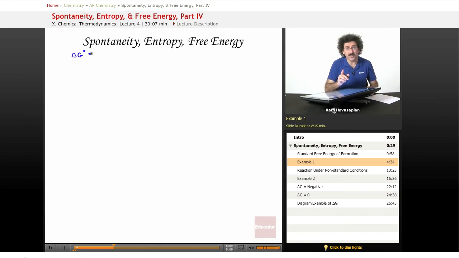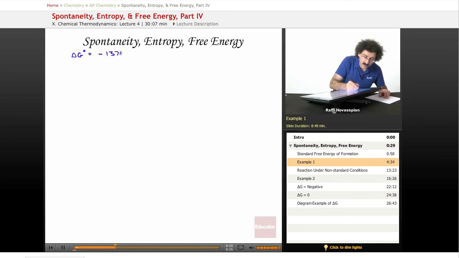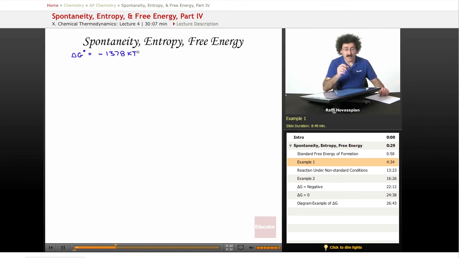And it's not in kilojoules per mole. It's just in kilojoules, because I've accounted for the moles from the balanced reaction. I'm taking 2 times something, 3 times something. I'm using the stoichiometric coefficients. I end up with negative 1,378 kilojoules, or 137,800 joules. That's a lot of energy. That reaction, the burning of methanol, is highly spontaneous under standard conditions. So that's what this means.